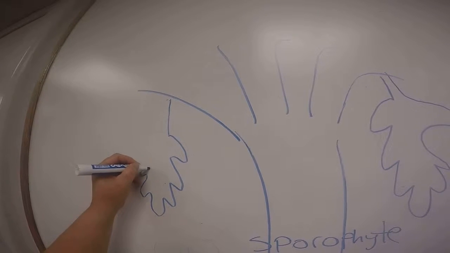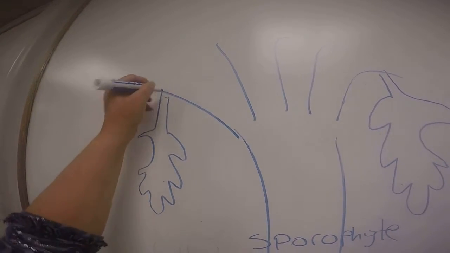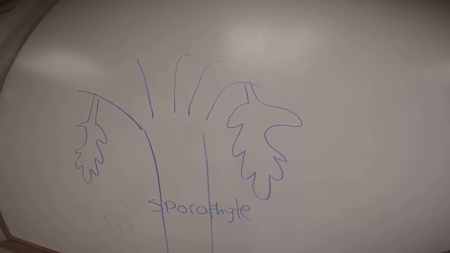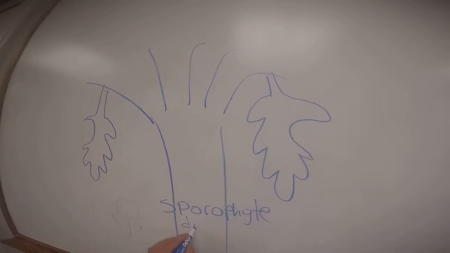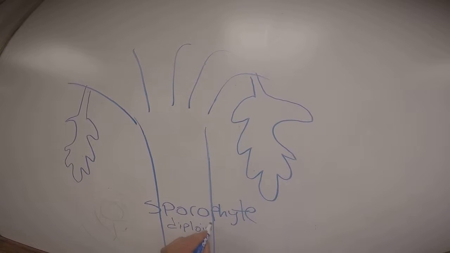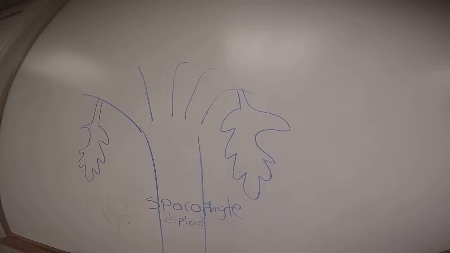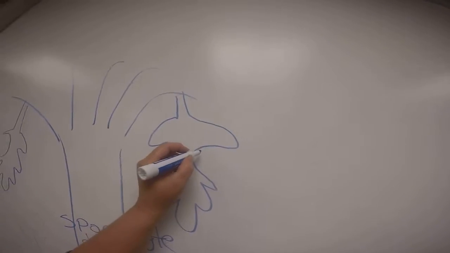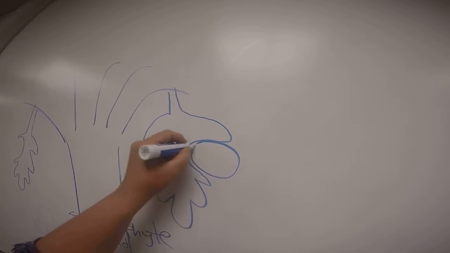Again, I'm going to try and draw it warped for a reason. There's no he or she here. It's all sporophyte diploid tissue. No male, no female, no nothing. So the sporophyte is called a sporophyte because it makes spores. And it makes spores in structures.